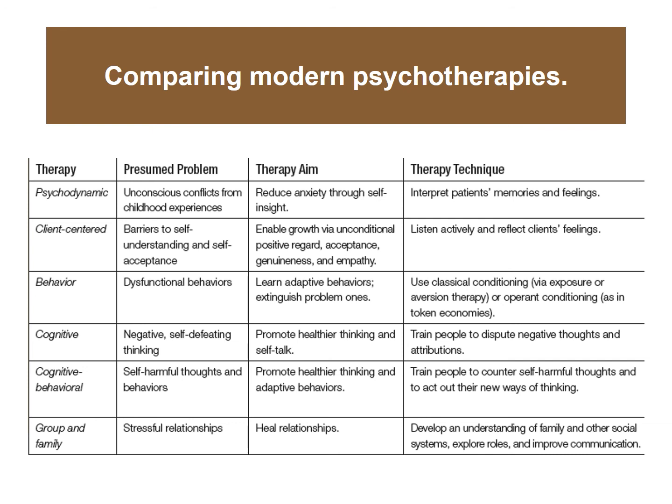This last slide is also a table in your notes. This is comparing modern psychotherapies. So this is the evaluating section. Psychodynamic, client-centered, behavior, cognitive behavioral, and group and family are the main types of therapies that we went over in this lesson. We have the presumed problem for each type of therapy, the aim of the therapy, and then the technique for that therapy.